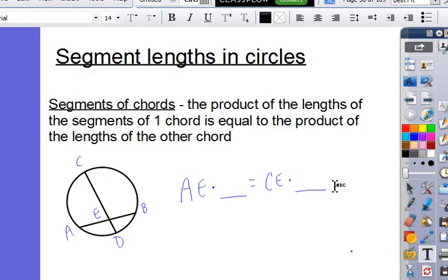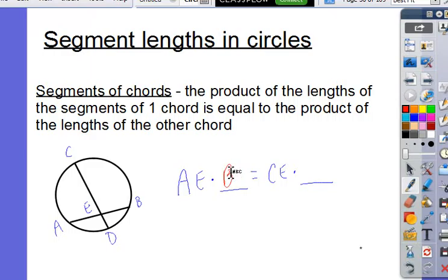Shift it. All right, so if we're looking at this, the rule basically boils down to this summarization. I'm going to take the two pieces of one chord and multiply them, and they're going to be equal to the two pieces of another chord multiplied. So based on what I just said, what would go in the blanks here? If I say AE, what would go with AE? B. Either one, BE or EB.